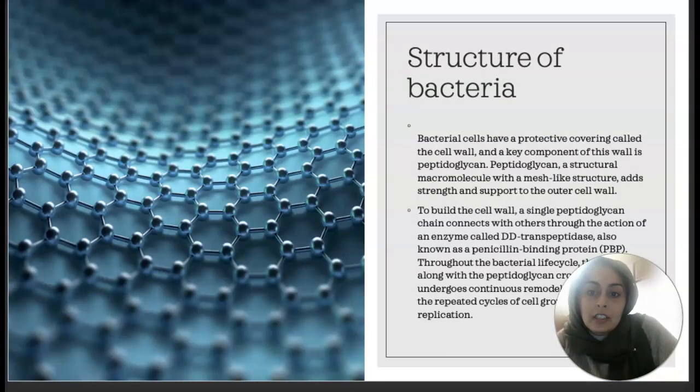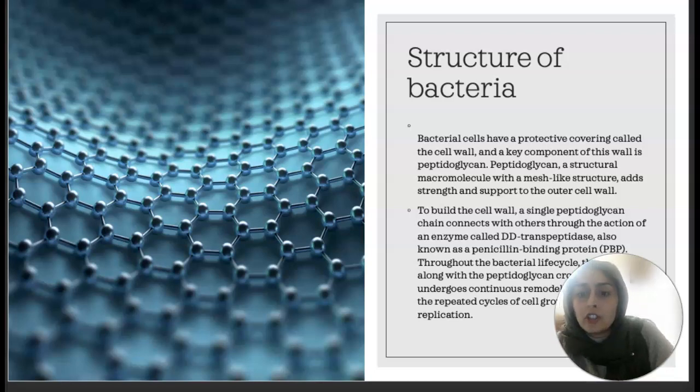The structure of bacteria. Bacterial cells have a protective covering called the cell wall, a key component of which is peptidoglycan, a structural macromolecule with a mesh-like structure that adds strength and support to cell walls.